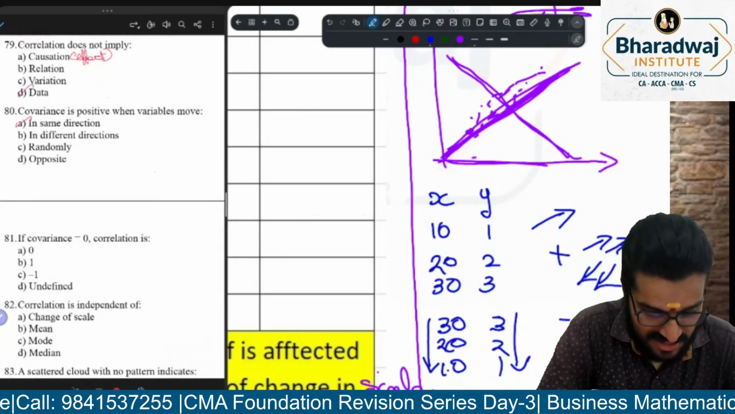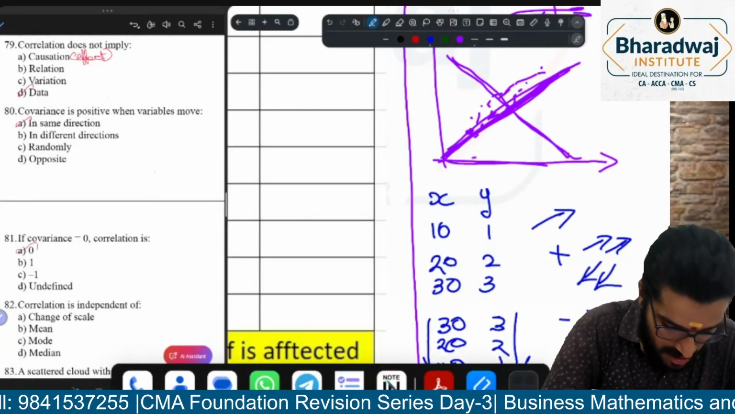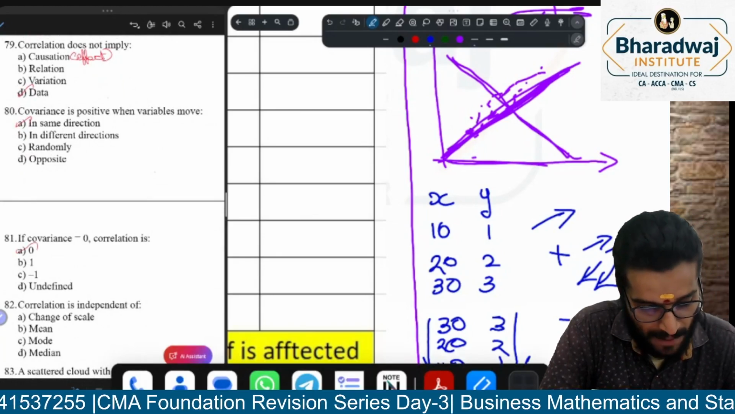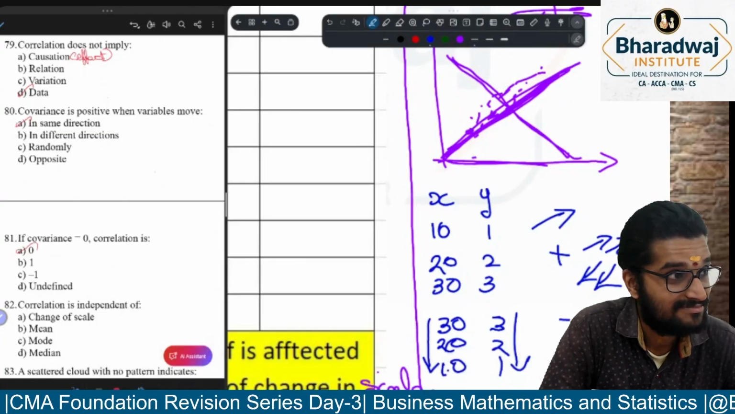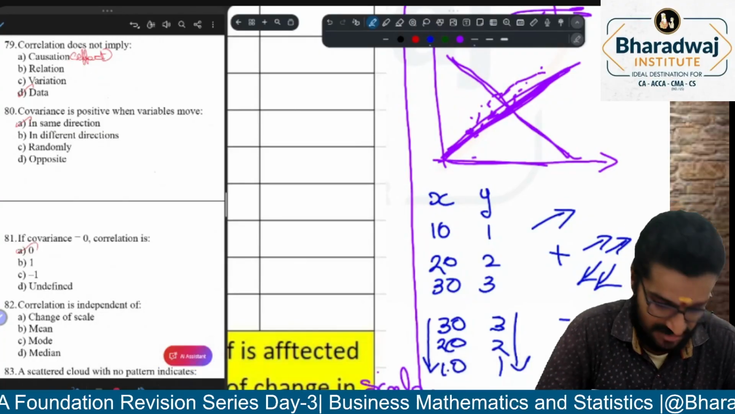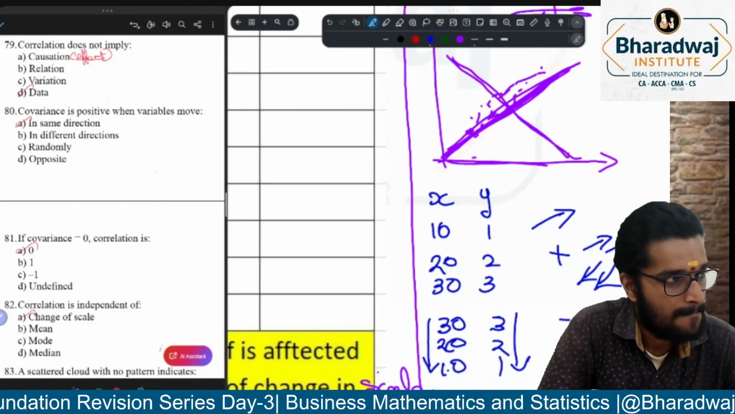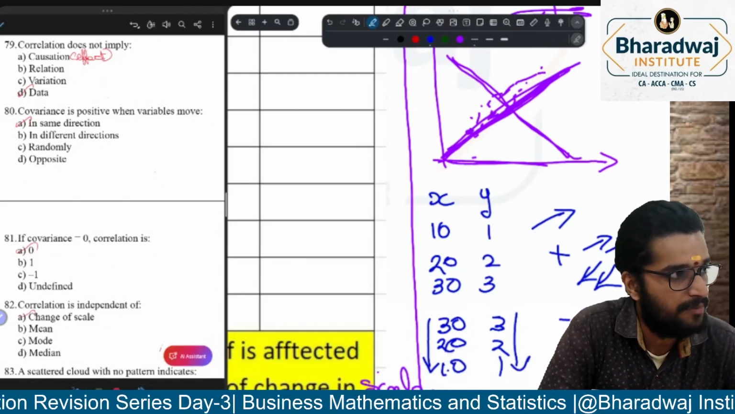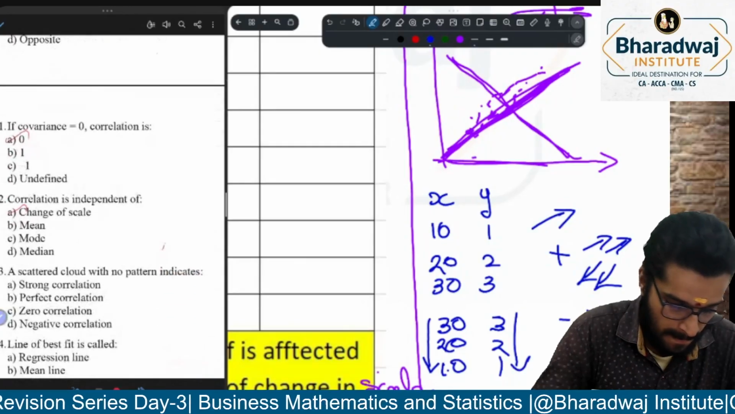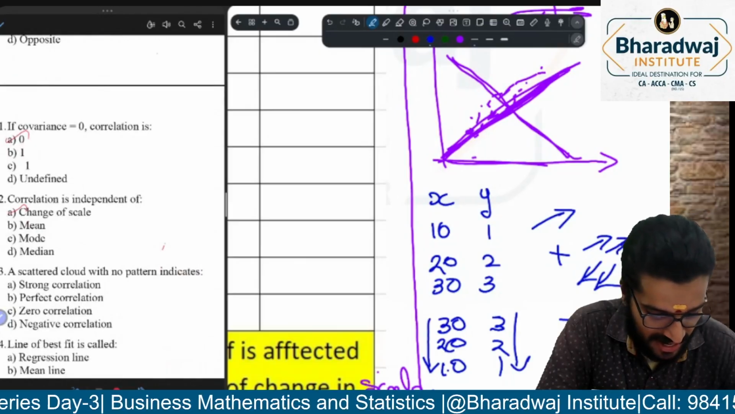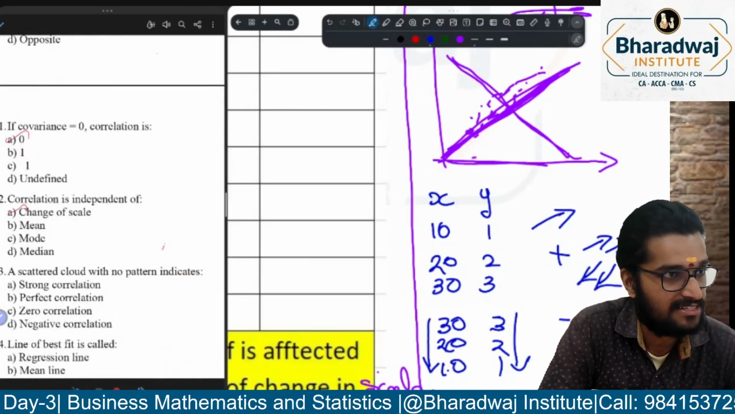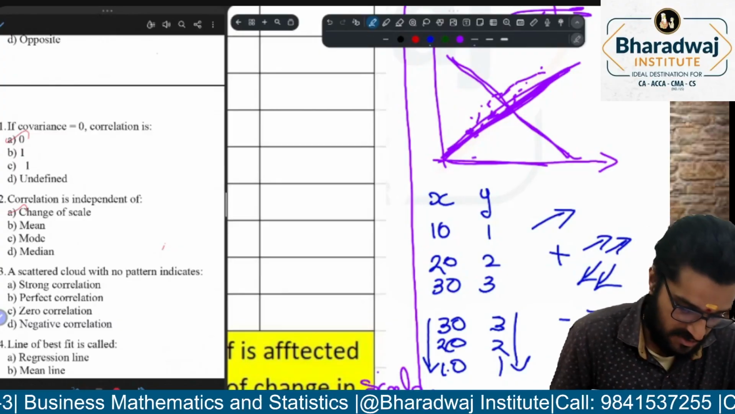Now, if covariance is 0, then the correlation will also be 0. Correlation is independent of change in scale only. Direction of change should be measured. A scattered cloud with no pattern indicates zero correlation.